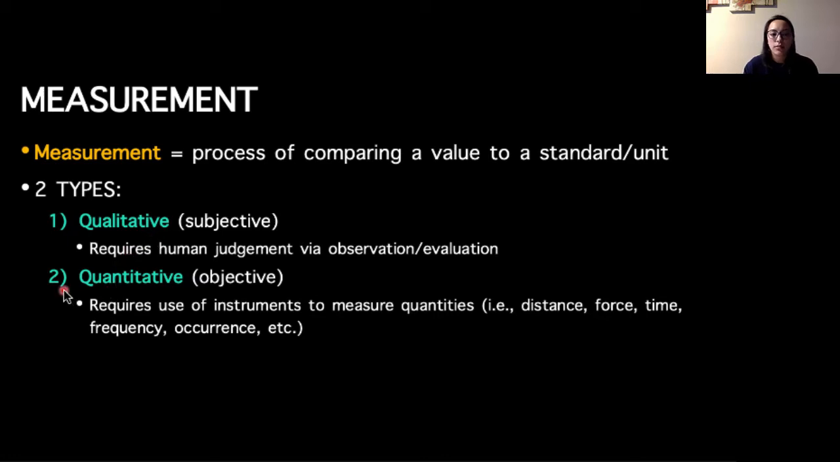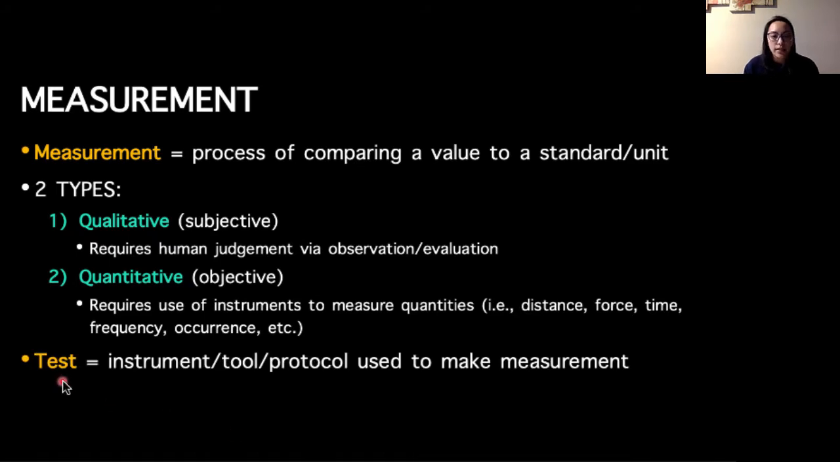Quantitative measurements are more objective in nature. They usually carry some type of numerical value, okay, and it requires the use of instruments to measure quantities. So think distance, force, time, frequency, occurrence. So like the number of free throws somebody makes out of 10 shots possible, or something like that. Okay.